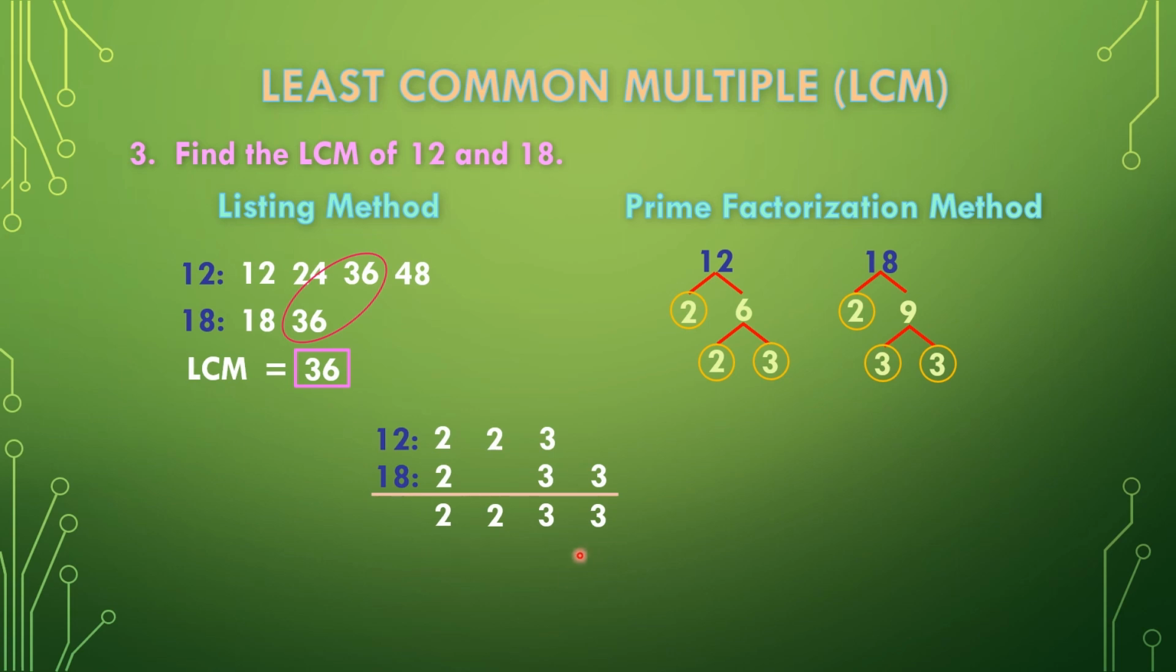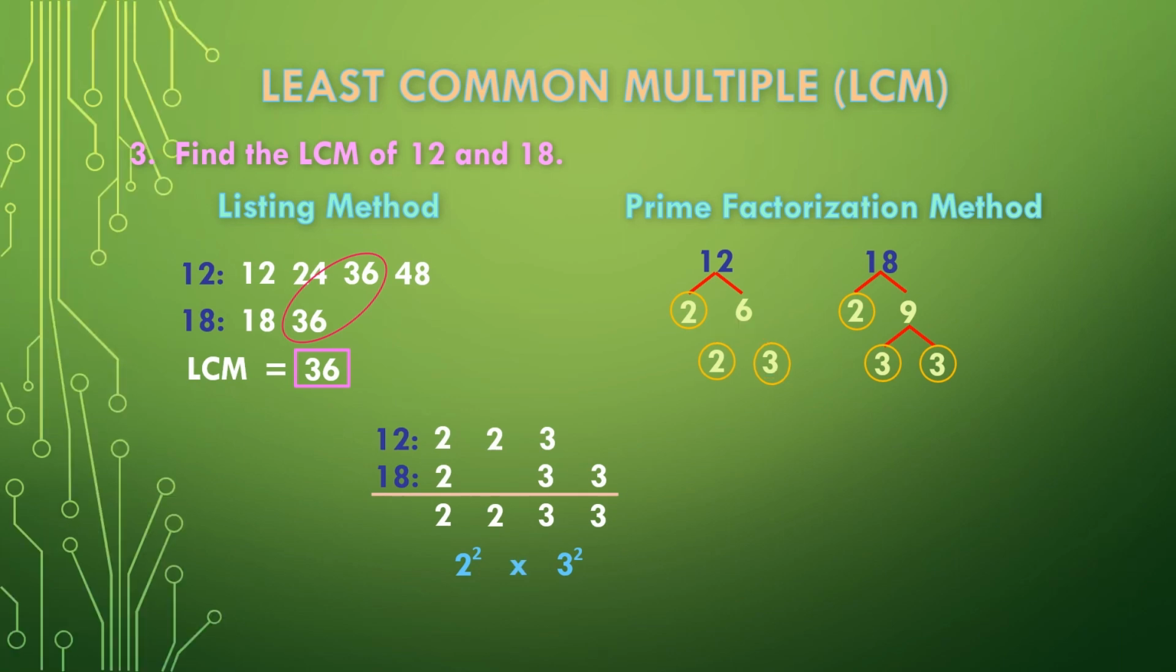Actually, we can also express these numbers here in exponential form. Let's just count how many times 2 and 3 were repeated. So for 2 here, 1, 2. It's repeated twice. So instead of saying 2 times 2, you can just raise 2 to the power 2. The same principle applies with 3, so let's count how many 3's are there. 1, 2. So we can just raise 3 to the second power.